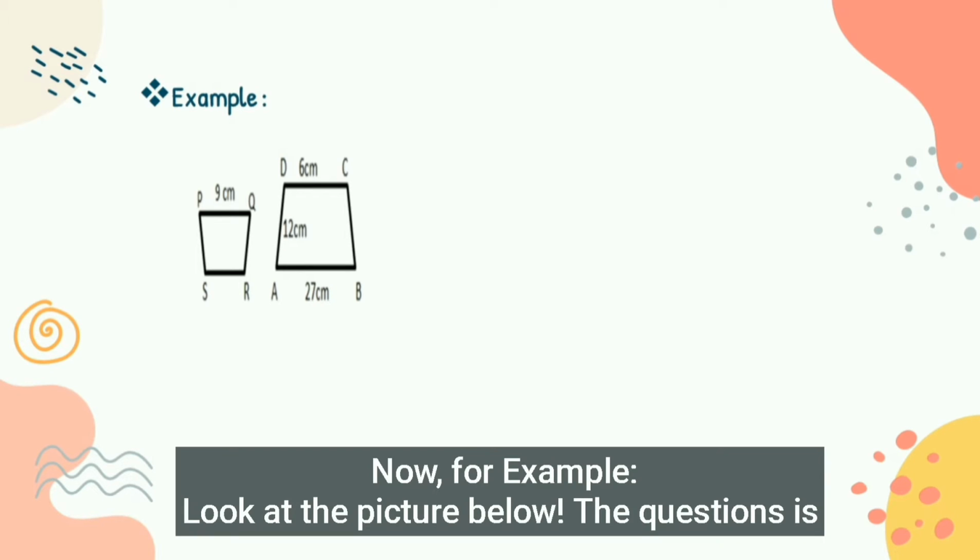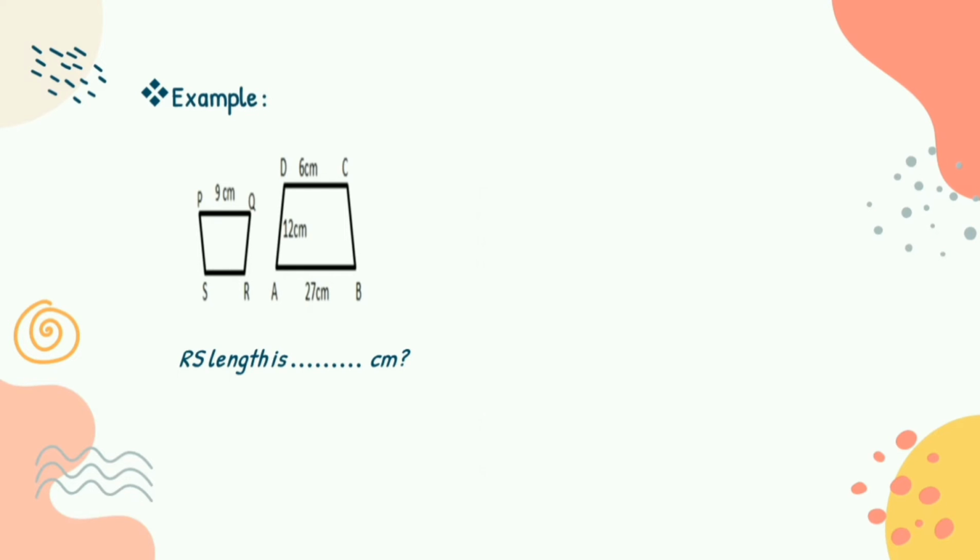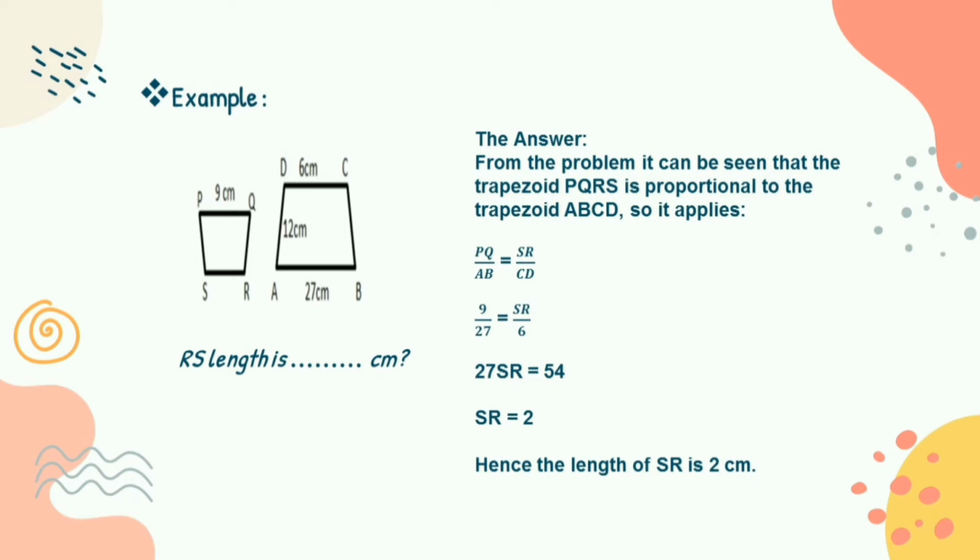Now, for example, look at the picture below. The question is, what is RS? And the answer: from the problem it can be seen that the trapezoid PQRS is proportional to the trapezoid ABCD. So it applies PQ over AB is equal to SR over CD. We can substitute the values: 9 over 27 is equal to SR over 6.